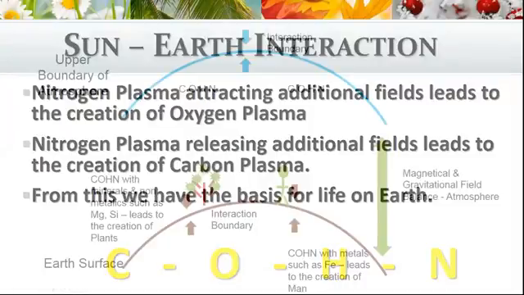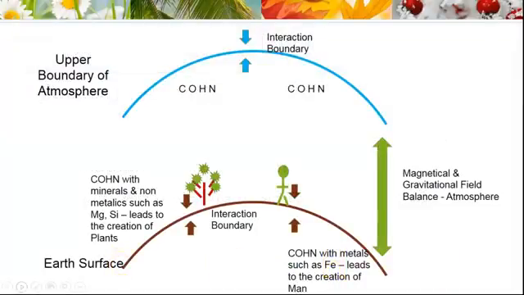I've just tried to give a little bit of a picture here. The blue curve is the outer boundary of your atmosphere, and the bottom brown is the Earth's surface. If we look at the top of the picture, at this boundary interaction, we create the nitrogen plasma. And from that, we create the carbons, oxygens, and hydrogens, leading to the creation of the amino acids.